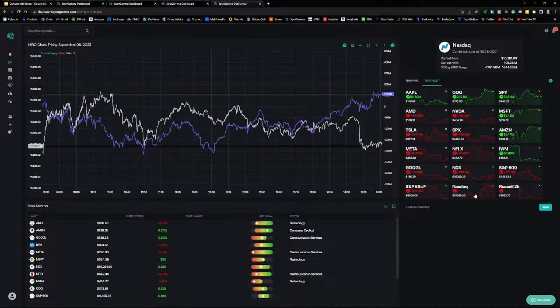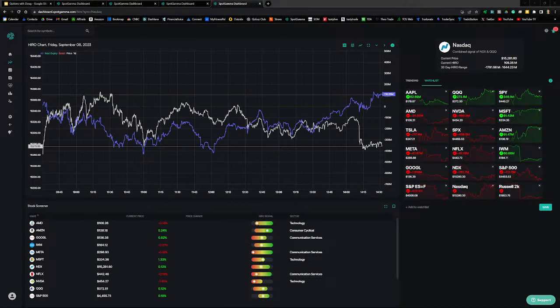Let's take a look at NASDAQ. So on the other hand, it looks like options traders are starting to take positive delta positions. That uptrend in Hero that really began around noon still continues higher. All right, so let's go back to Bookmap.